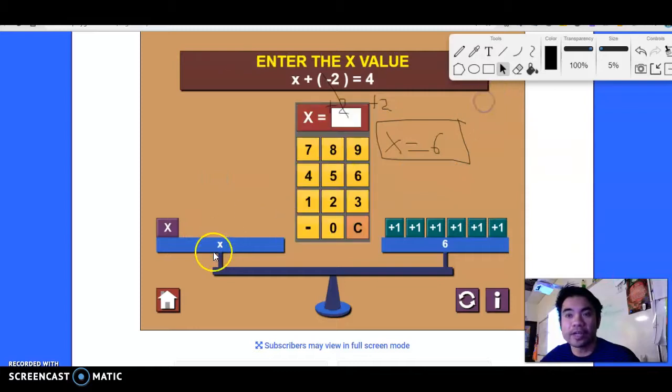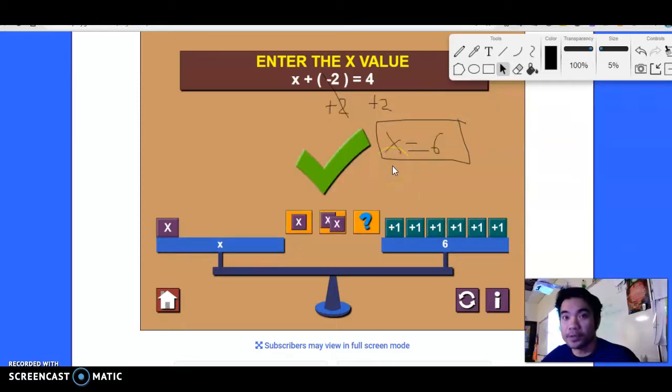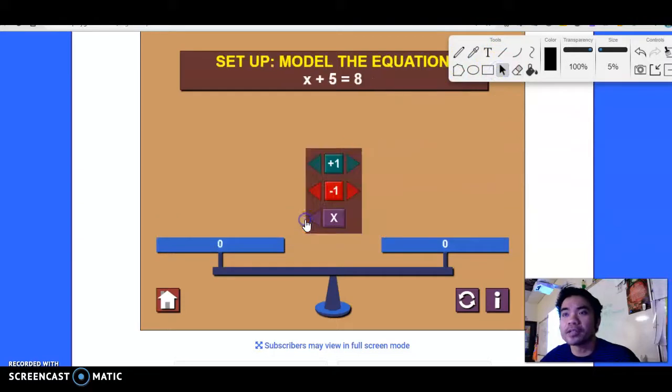So what's my answer? X equals 6. X equals 6. How was that? Pretty easy, isn't it? Okay, let's do two more questions, and then we can move on. I just want to make sure that we all understand how to use the balance beam, okay? Alright, let's just try another one.